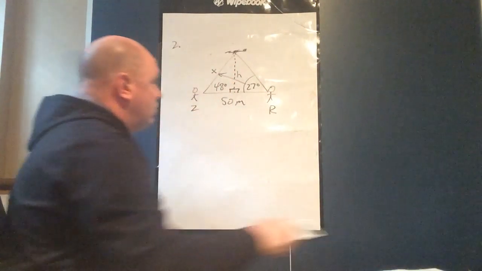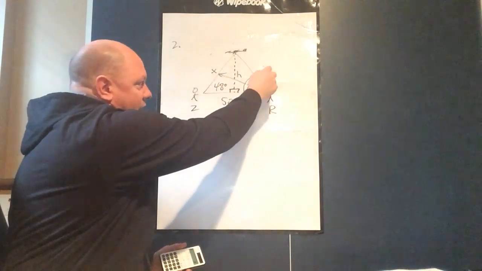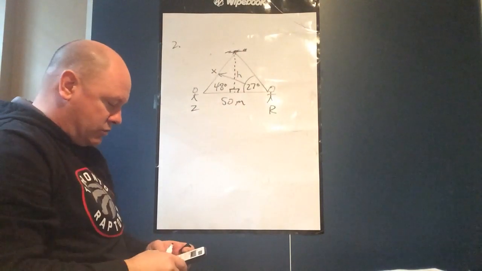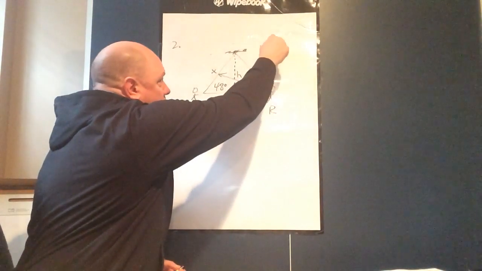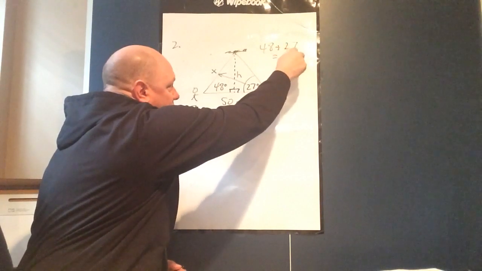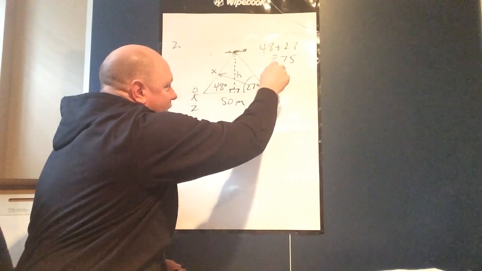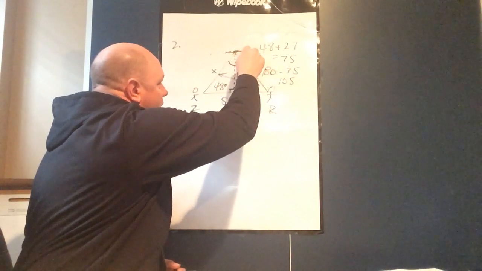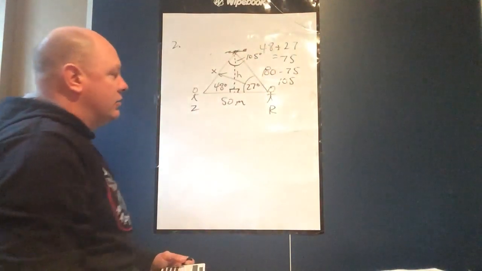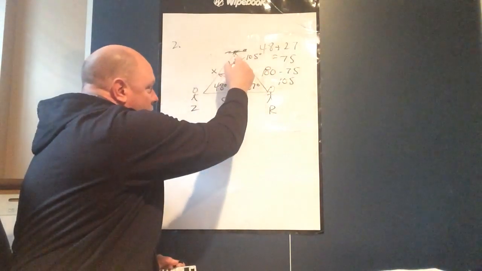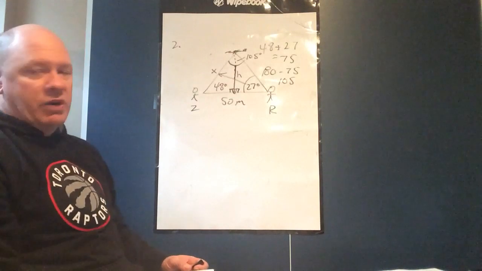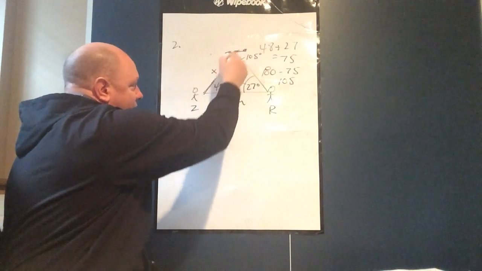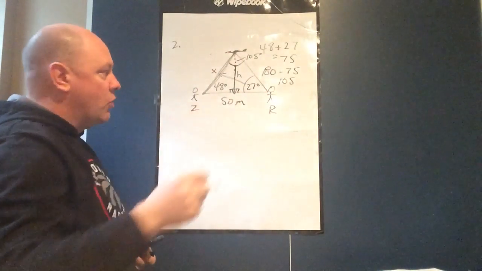Now, I've got 50 right here, and 48 goes to nothing. So what I want to do is find the angle at the very top. So I take 48 plus 27, which is 75. 180 subtract 75 is 105. So the angle up at the top here is 105 degrees. That angle goes with 50 meters directly across from it, so I'm going to find this side length right here. And I'll show you why.